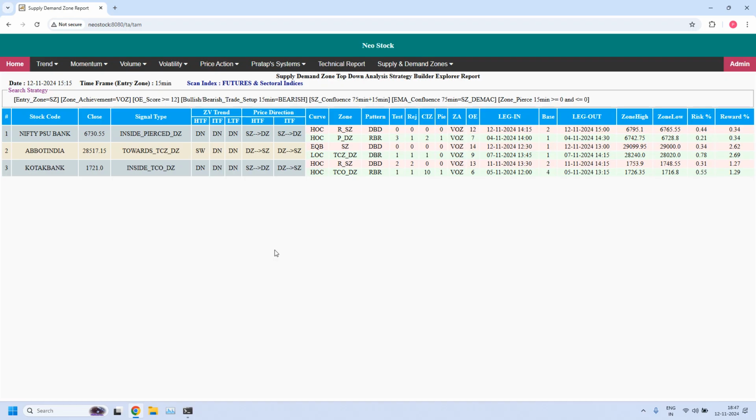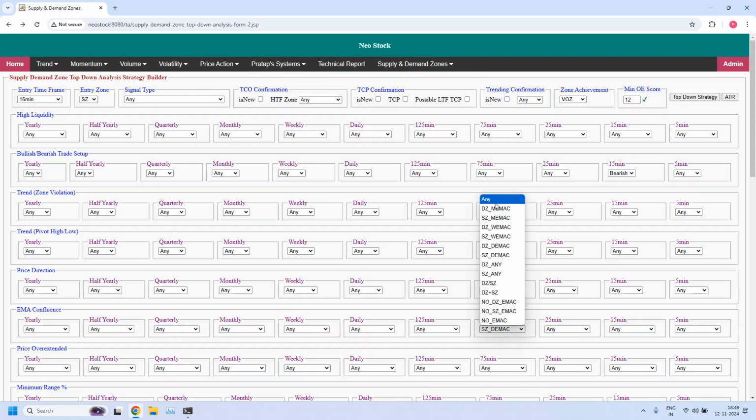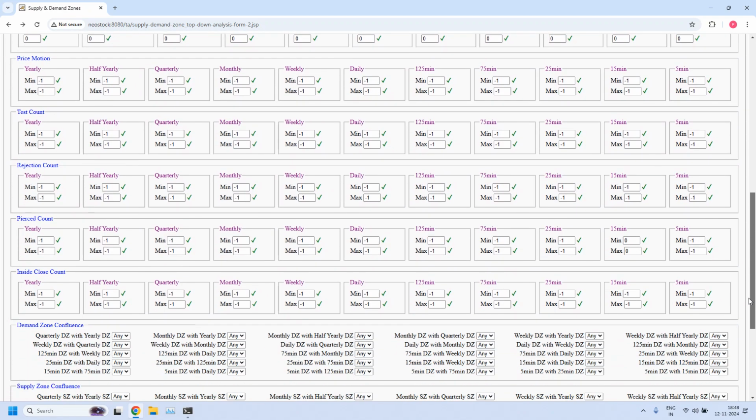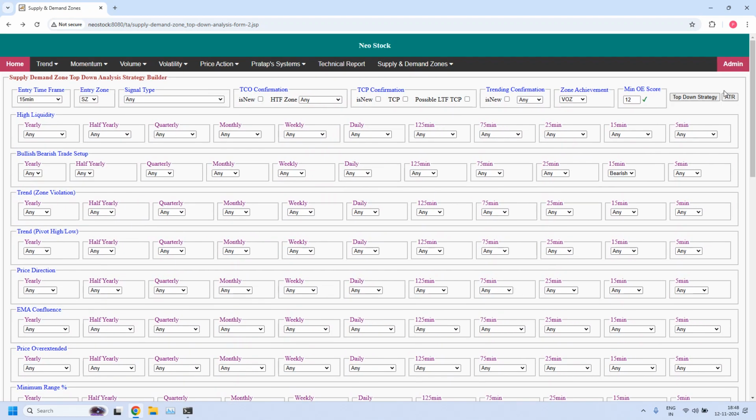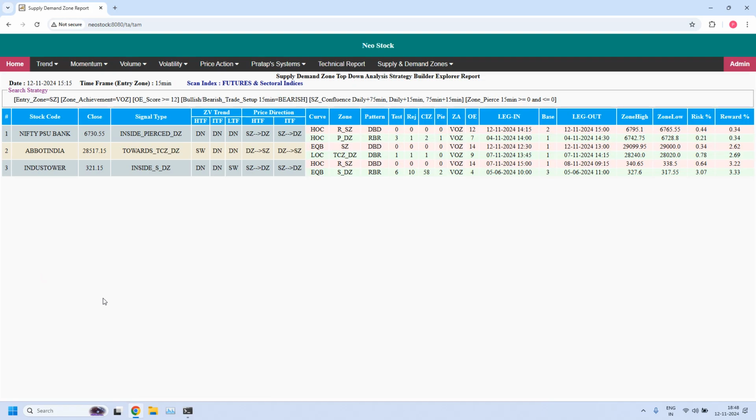Okay, next filter is based on LTF, ITF, HTF supply zone confluence. So I have to remove this EMA filter. I removed it. In the supply zone confluence, 3 filters we have to set. Already one filter is enabled, that is 15-minute supply zone with 75-minute supply zone. Next filter, 15-minute supply zone with daily supply zone confluence, and also 75-minute supply zone with daily supply zone confluence. With all the 3 filters, we get LTF, ITF, HTF supply zone confluence. We got 3 stocks. In these 3 stocks, the 15-minute supply zone is part of the 75-minute supply zone. Both together again part of the daily supply zone.